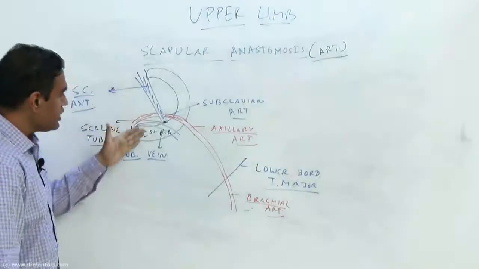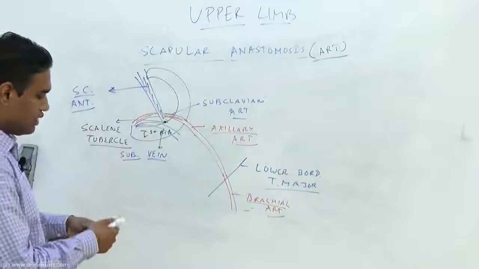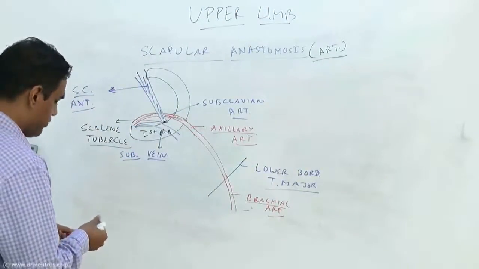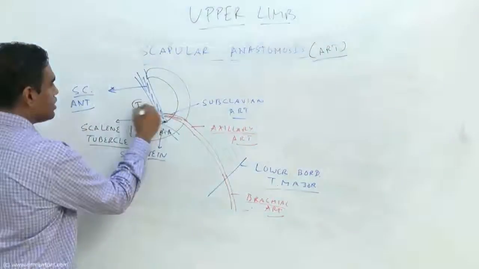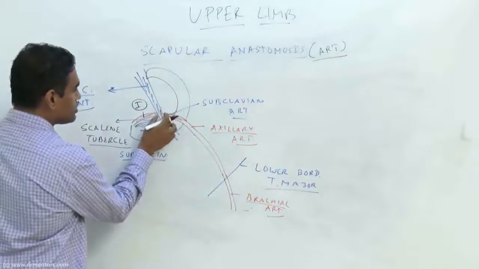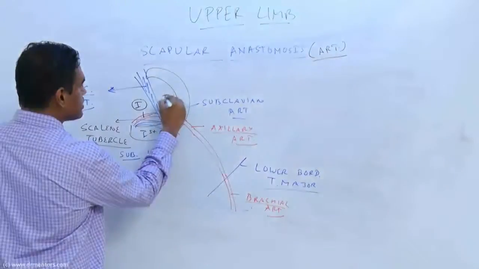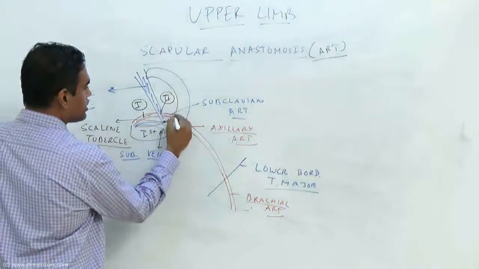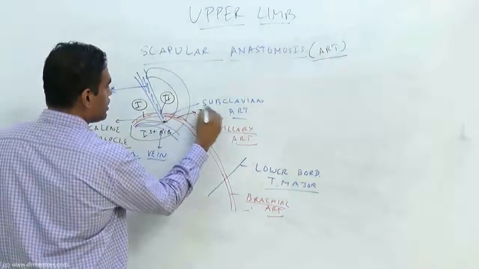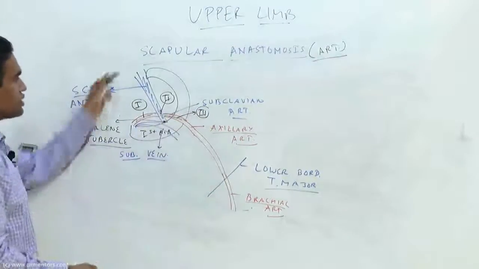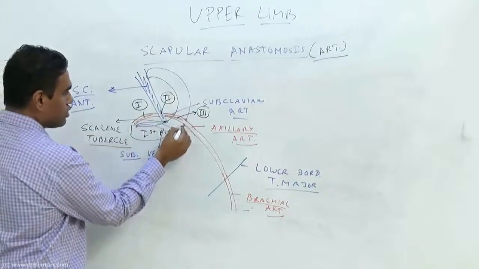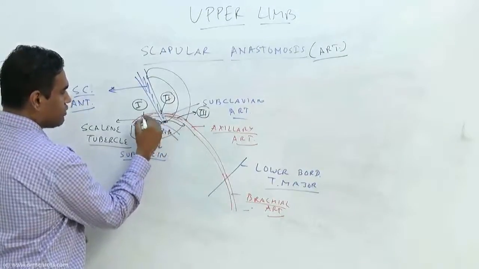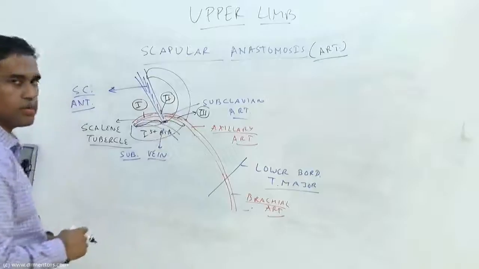Now this scalenus anterior muscle divides this subclavian artery into three parts. The first part is lying medial to the muscle. The second part of this artery is lying behind this muscle. And the third part of this artery is lying lateral or outside to this scalenus anterior muscle. So this whole subclavian artery from here to here is divided into three parts by the scalenus anterior muscle.